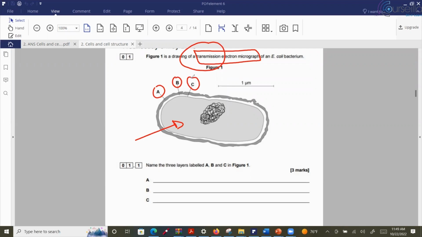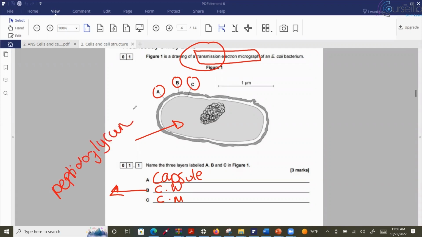Capsule is A. Very good. A is the outer coating capsule. What's B? Cell wall. Excellent. Cell wall. What is C? Cell membrane. Can you tell me what the cell wall is made up of in a bacteria? Is it made up of cellulose like the cell wall in plants? No. Excellent. It's made up of what then? Peptidoglycan. Maybe you don't know it. Peptidoglycan. Glycan or murein. Good.